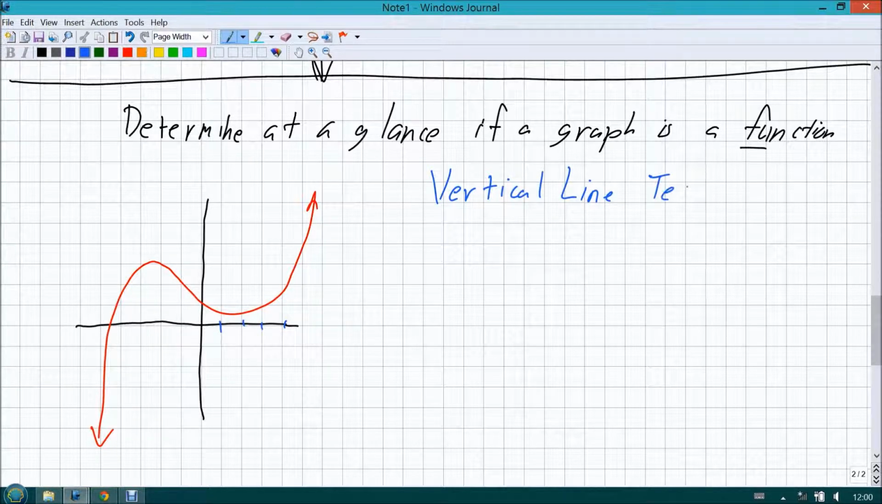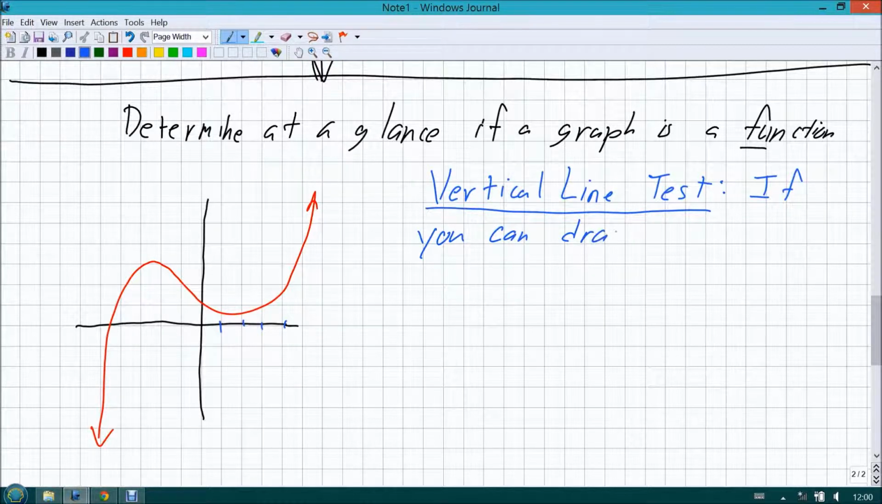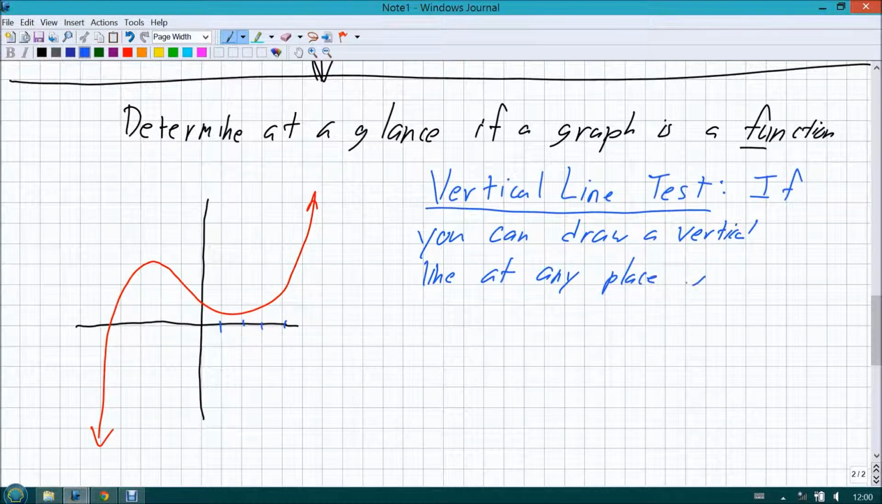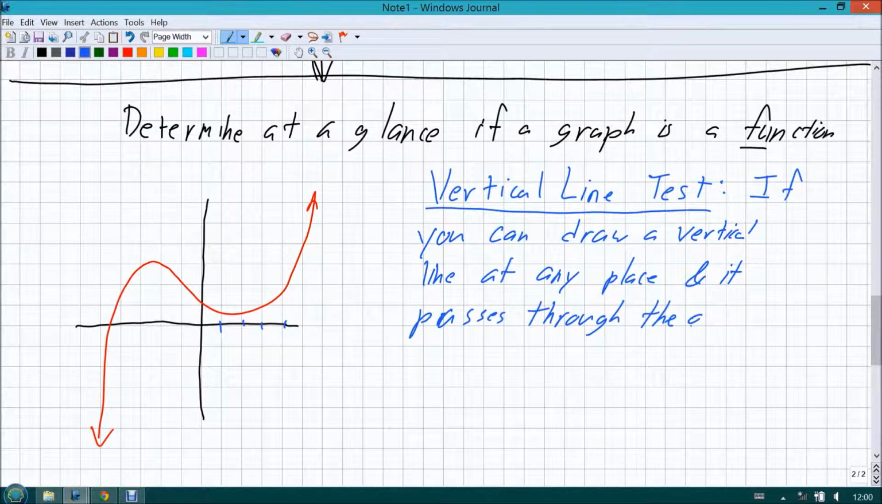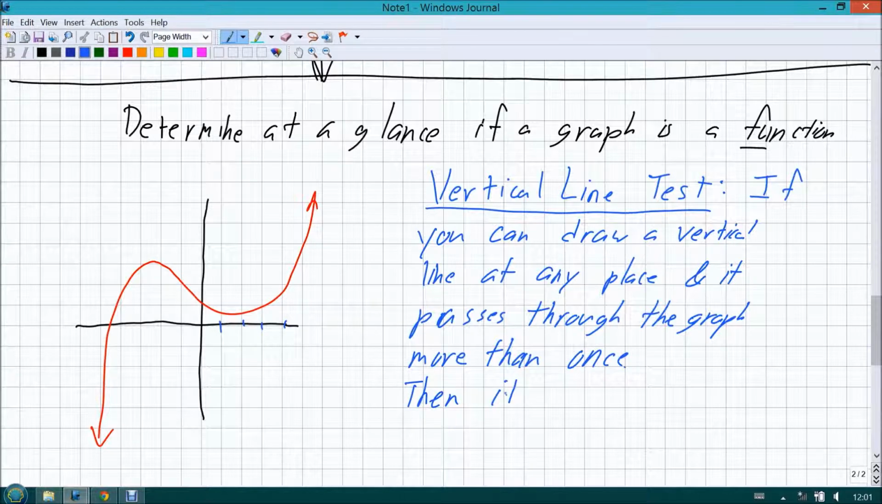And the vertical line test says that if you can draw a vertical line at any place and it passes through the graph more than once, so passes through the graph more than once, then it is not a function.